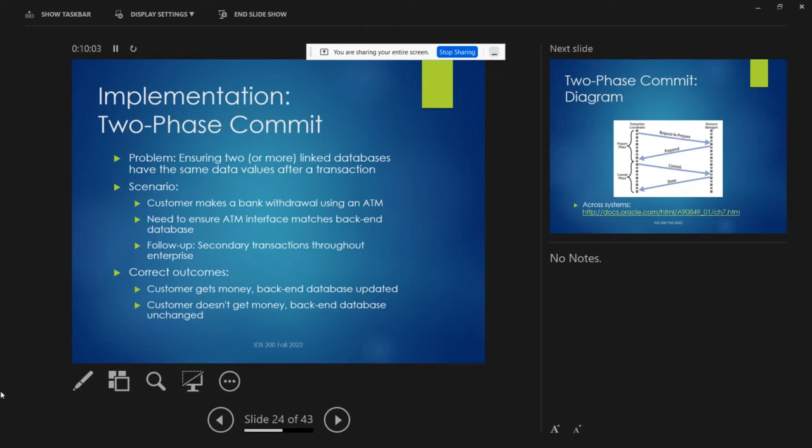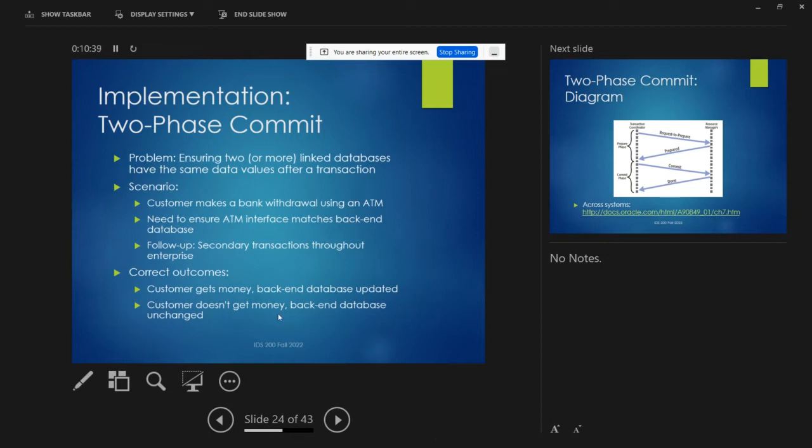So, for example, a customer makes a bank withdrawal using an ATM. You need to make sure that whatever the customer sees on the ATM interface matches the back-end interface. You also need to know that any replicas of that data are correct, and any secondary transactions involved throughout the database. For example, anytime somebody pulls out cash, that might trigger an operation to call a Brinks truck to go out and fill up the ATM the next day. It might trigger some number on the bank's required reserves, things like that. So other things that are required also have to end up pointing in the same direction.